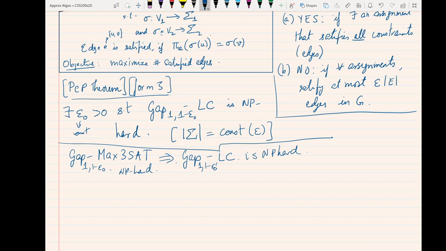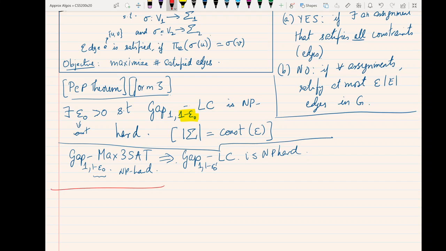Now notice that we cannot get down to less than 7 over 8 over here for max 3 set, because there is always an assignment that satisfies at least 7 over 8 fraction of the clauses. What we would like ideally is to reduce the soundness parameter, or the lower gap, of the label cover problem to be much lower in order to prove hardness of approximation results. So that required one further step, which is often called parallel repetition, and on the surface level it looks like something similar to the gap amplification that we did for clique. But it's a lot more involved when it comes to label cover.